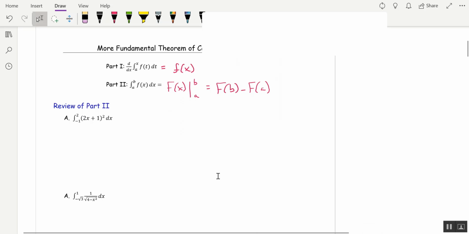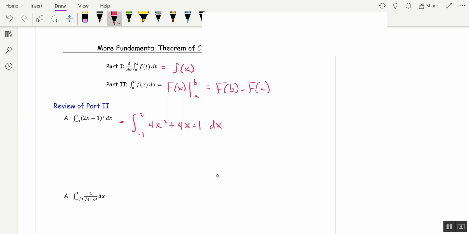First one, in order to use our integral Bible, the power rule, we need to multiply all of this out. So this is going to be the integral, and I haven't integrated yet, so I have to write the integral sign. 4x squared plus 4x plus 1, just did FOIL in my head, dx, don't forget the dx. Now we're going to integrate. So once we integrate, we drop the integral sign, we drop the dx. So we're at this step right here.